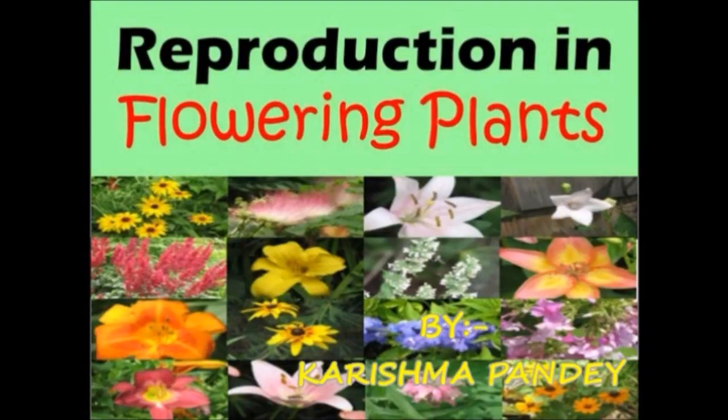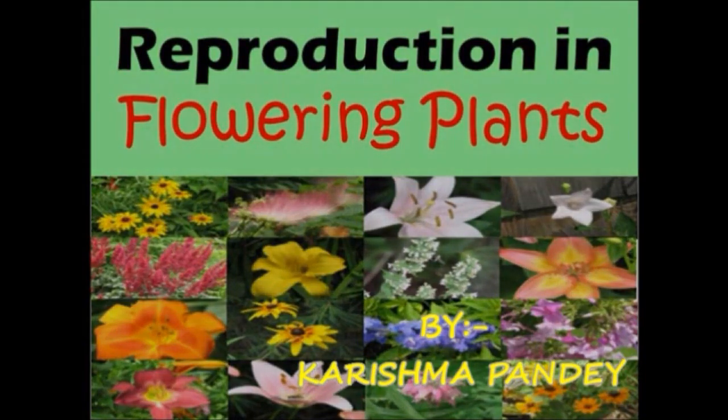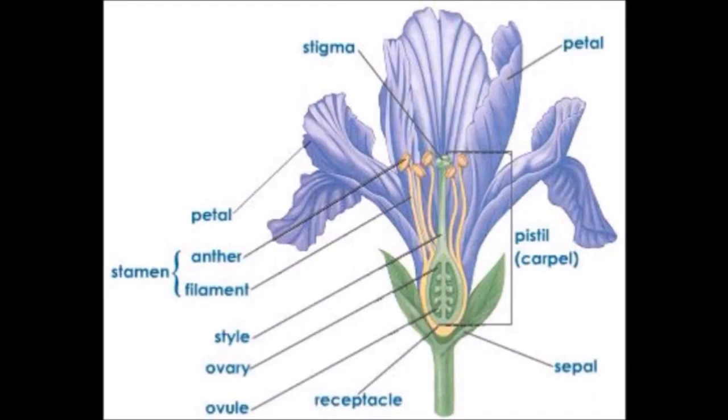In this video, you will understand sexual reproduction in flowering plants. The reproductive parts of angiosperms are located in the flowers. There are different parts of flowers which include sepals, petals, stamens, and carpels. Stamens and carpels are the reproductive parts of the flower which contain the germ cells.